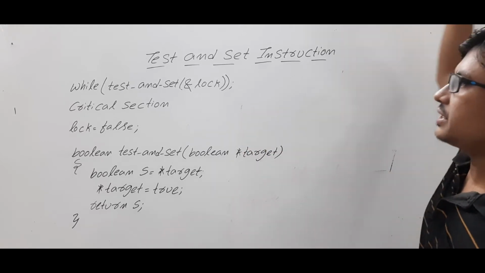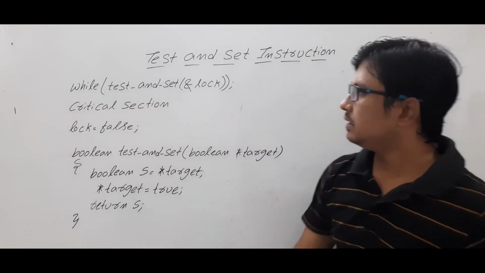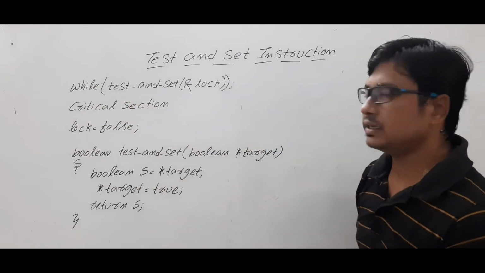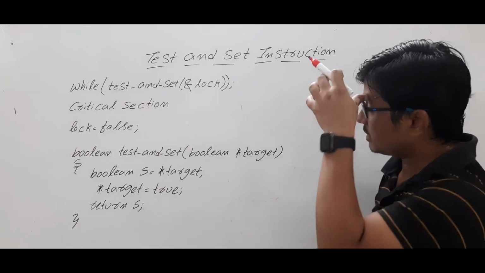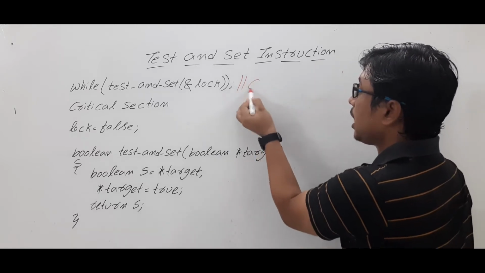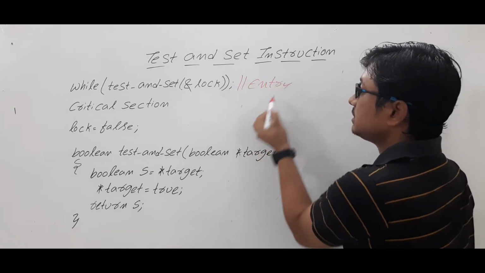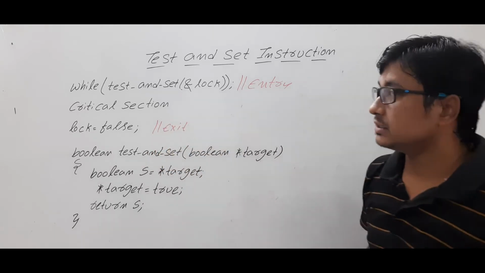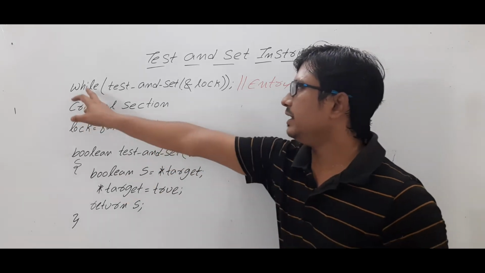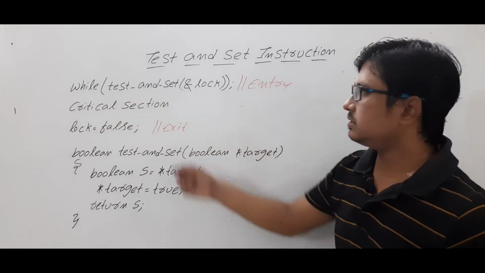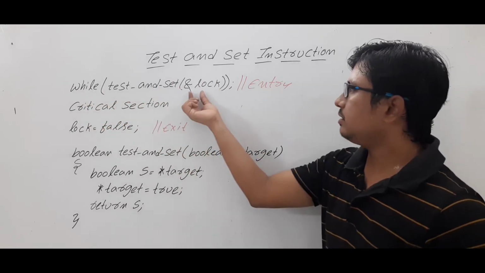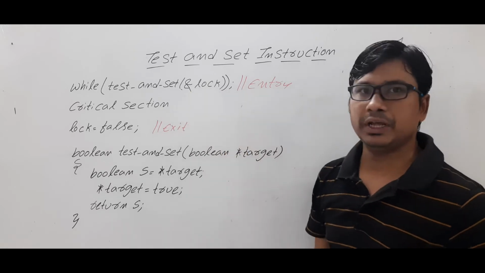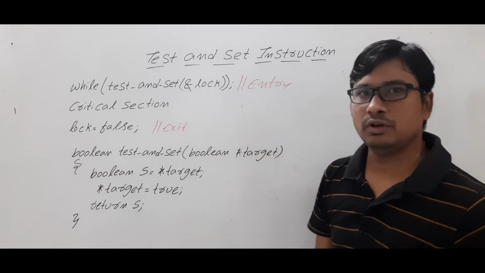Now look here. Any critical section or synchronization mechanism should have an entry section and an exit section, and you will have the critical section. Now look here. TestAndSet is a function, and the function has one parameter, which is the address of the lock variable.